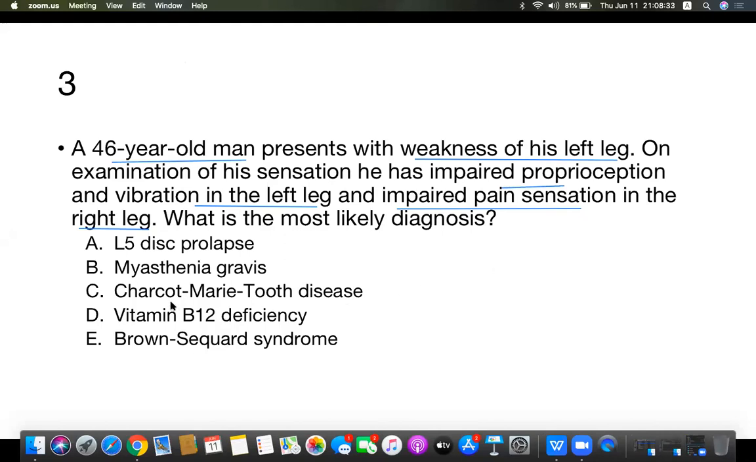Now, there is one new term for you probably, which is called Charcot-Marie-Tooth disease. Can anybody tell me what that condition is? Anyone? Have you heard this term before? Sir, it is like a herniation of the cerebellum. Are you sure? Okay. Any other? I want to hear some more answers. Anybody else?